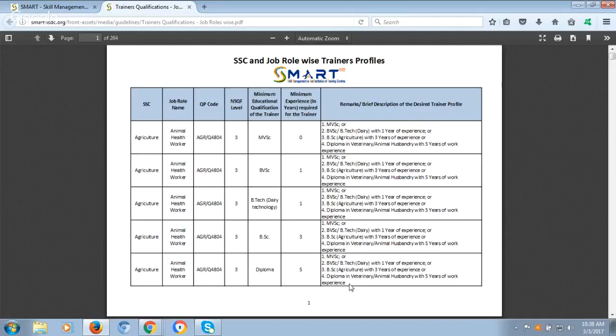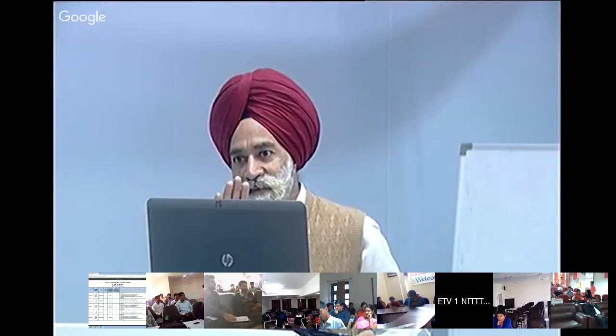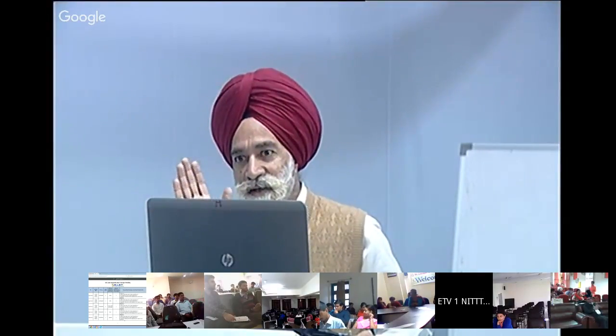So a wide range of options has been given. Diploma holders are also eligible to be a trainer, but they should have 5 years experience. This experience has to be in the relevant field. BVSc itself indicates Bachelor of Veterinary Science. Moreover, they have defined BVSc, BTech dairy with 1 year experience, BSc agriculture with 3 year experience.